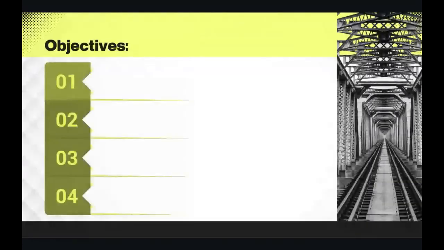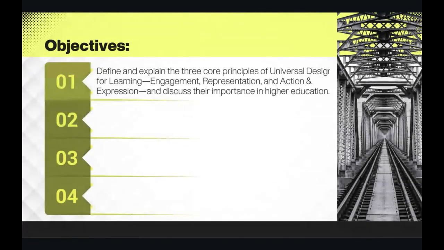All right, so our objectives today. We're going to talk about the three core principles of Universal Design for Learning: engagement, representation, and action and expression. What these principles promote is inclusivity and accessibility in any learning environment, whether it's in-person, online, or hybrid. Specifically in higher ed, they address the different learning styles. So it sets the stage for UDL.